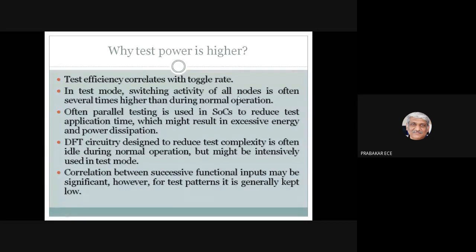This is what actually happens for the test vectors, the activity will be high, and parallel testing is used. And in that case, what happens? Excessive energy and power dissipation can be experienced. The design-for-testing circuitry designed to reduce test complexity is often not ideal for normal operation, right?